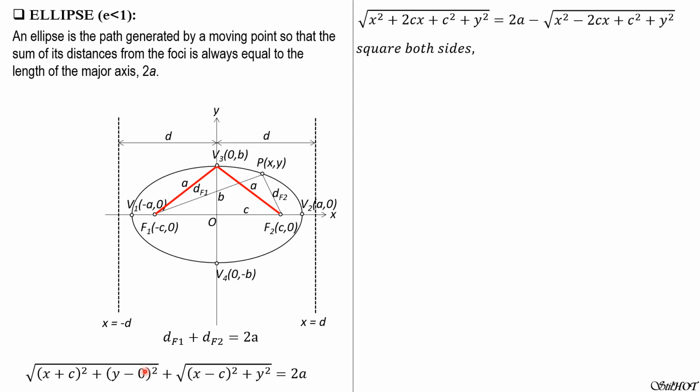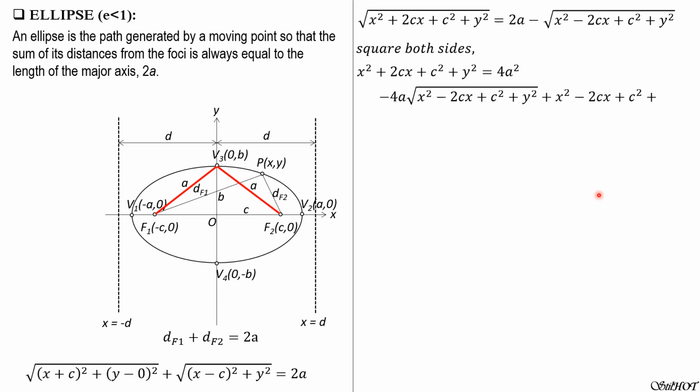Then we square both sides, so we remove the radical sign on the left side. On the right side, square of the first and twice the product, so negative 4a square root of, we just copy this, then square of the second, so we just remove the radical and copy the terms inside. So we have x squared plus 2cx plus c squared plus y squared equals 4a squared minus 4a square root of x squared minus 2cx plus c squared plus y squared.